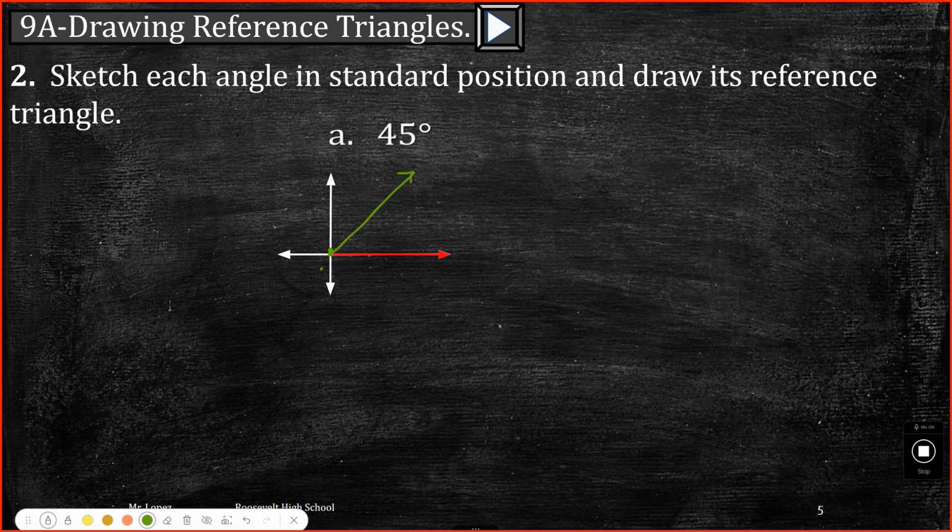Right here. All right. So now it's asking about a reference triangle. This is how you do a reference triangle. I'm gonna show you how to remember this about finding a reference triangle. So draw another x and y axis here.